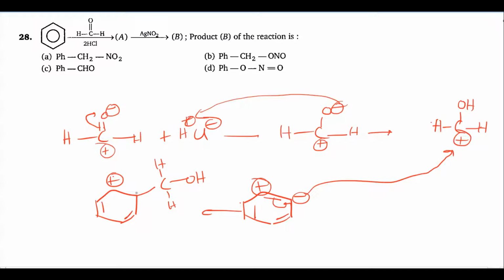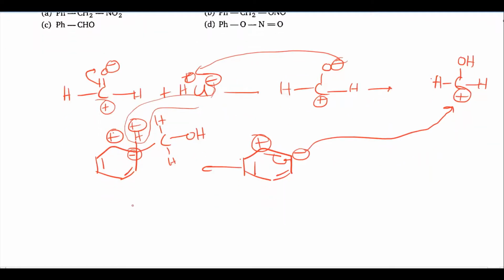After that, this H plus is eliminating. This H plus is combined with Cl. Then again the aromatic character is retained. Then you are going to get benzene CH2OH. This is an aromatic electrophilic substitution reaction.